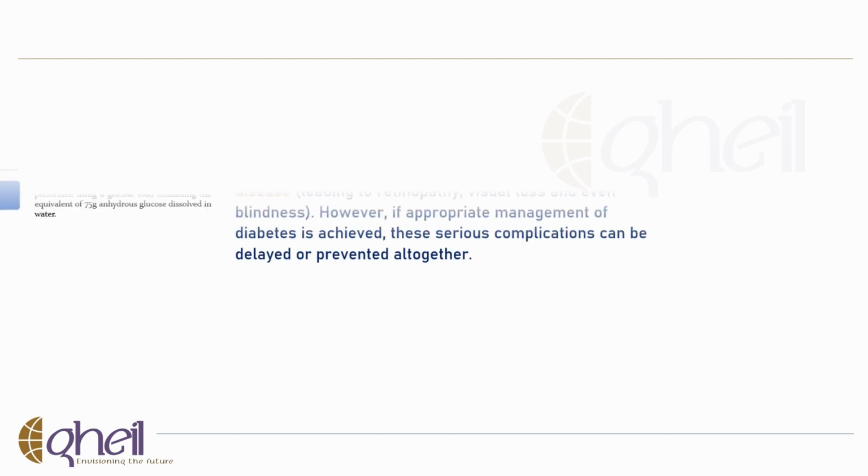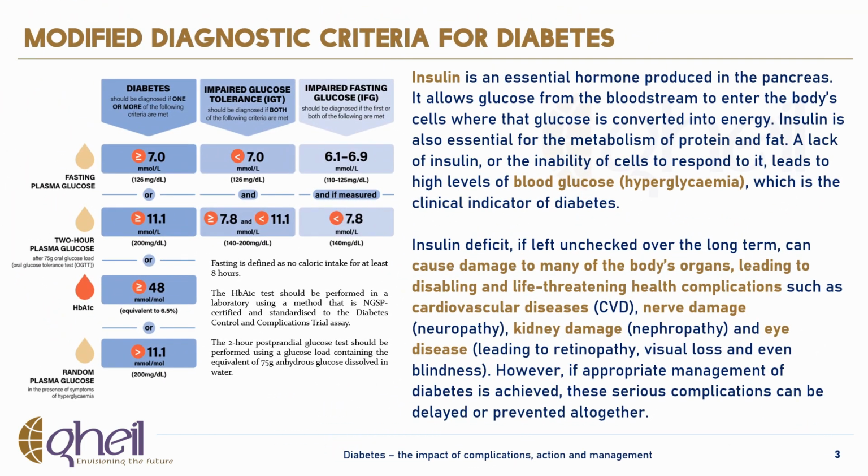A lack of insulin, or the inability of cells to respond to it, leads to high levels of blood glucose, hyperglycemia, which is the clinical indicator of diabetes. The threshold levels for the diagnosis of diabetes can be found in this picture.